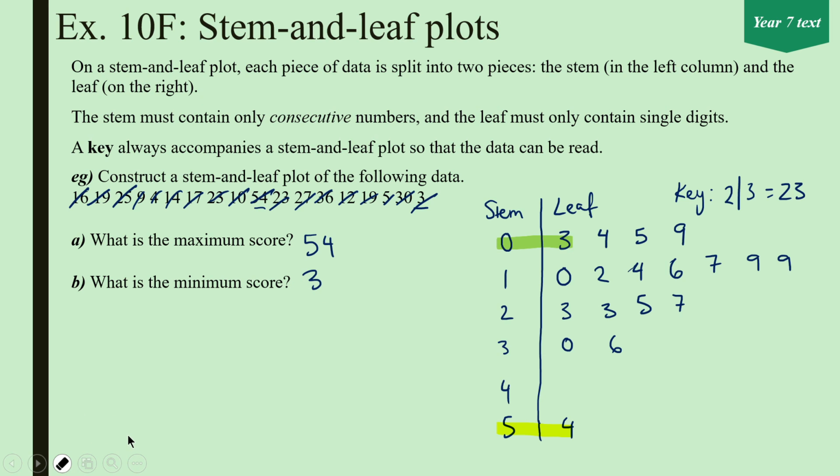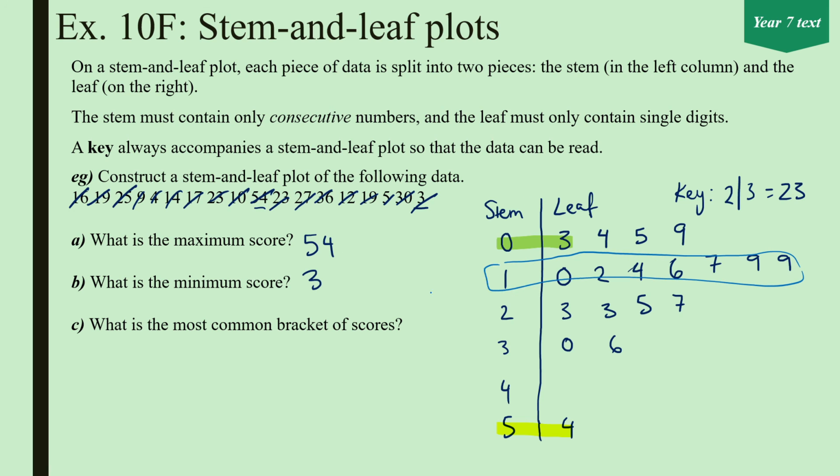And finally, what is the most common bracket of scores? We are looking at the one with the most numbers in it, which we've already identified to be this one here. Oh, I cannot draw that anyway. So that group there is our most common bracket of scores. You can just write it as the tens if you want, or we could write it as 10 to 19, because that's the last number we'll have in that group.